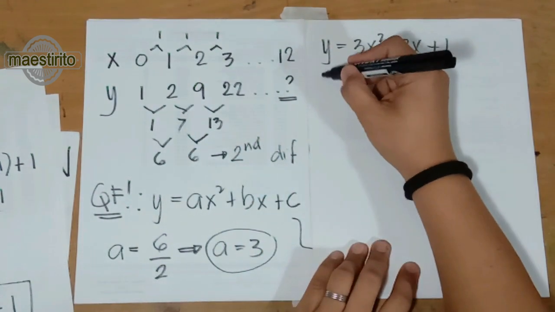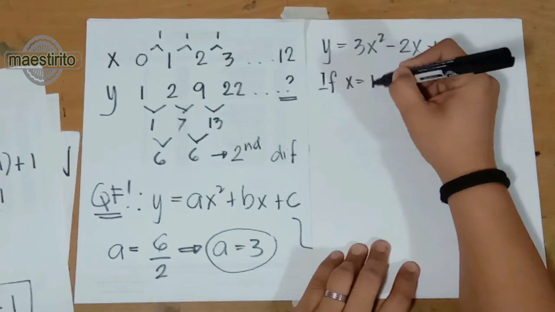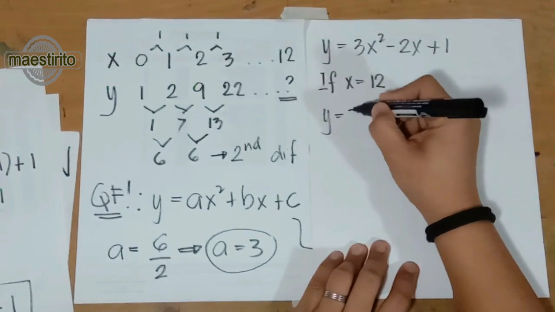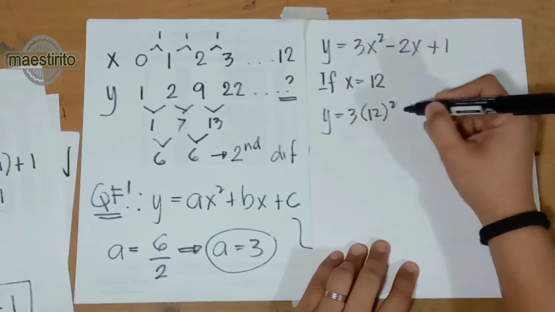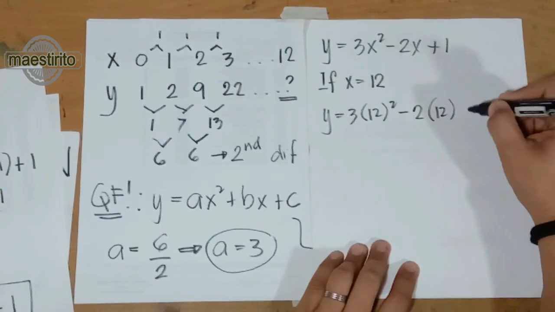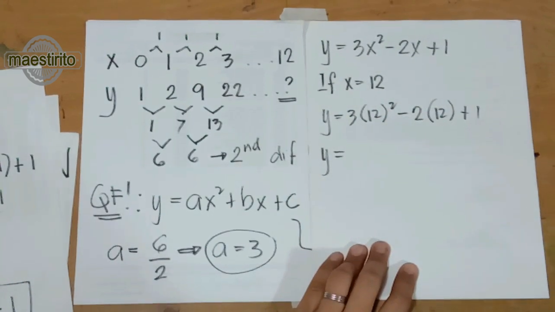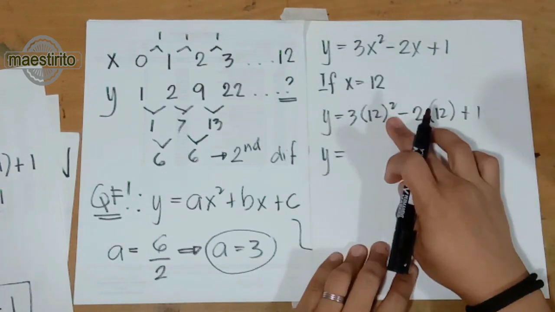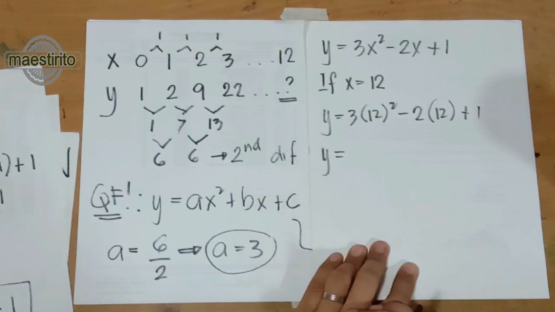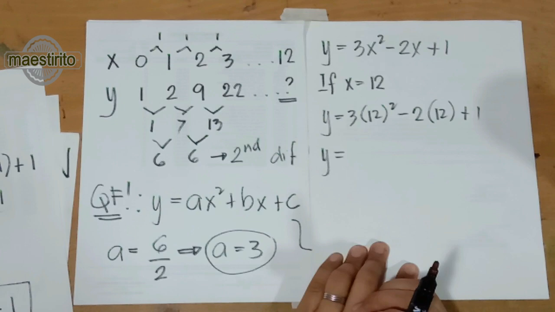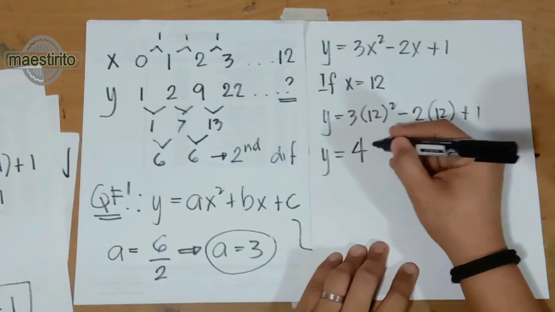Okay, so if now your x is equal to 12, then this will give us y is equal to 3 times 12 squared minus 2 times 12 plus 1. So y would be 12 squared is 144. So 144 times 3, that will give us 432. Is it correct? 12 squared is 144 times 3. So you have 300, 120, that's 420. 420 plus 12, 432. Correct.